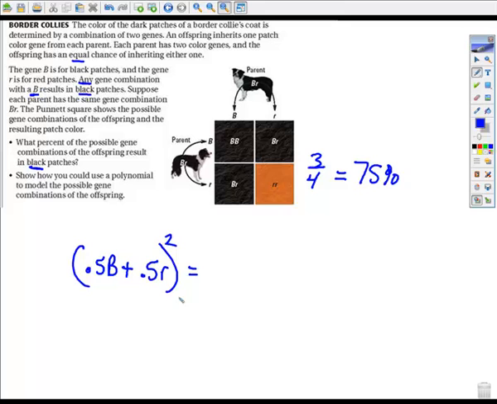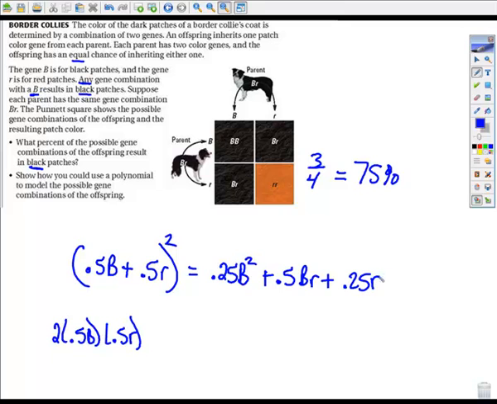is 0.25. So I have 0.25b squared, and then it's 2, I'll write this down for you, but it's 2 times the 0.5b times the 0.5r for that middle term. So 0.5 times 0.5 times 2 is 0.5, and this is br, and then you square the last term, and it's addition in this middle term because this was addition. And 0.5r squared is 0.25r squared. And this is showing right here.